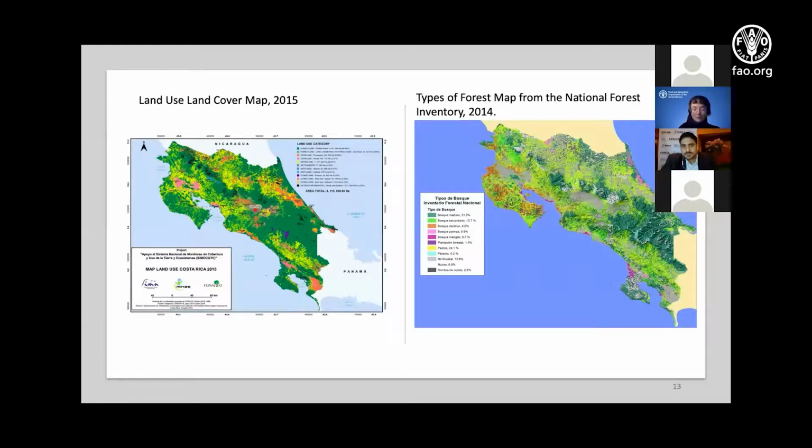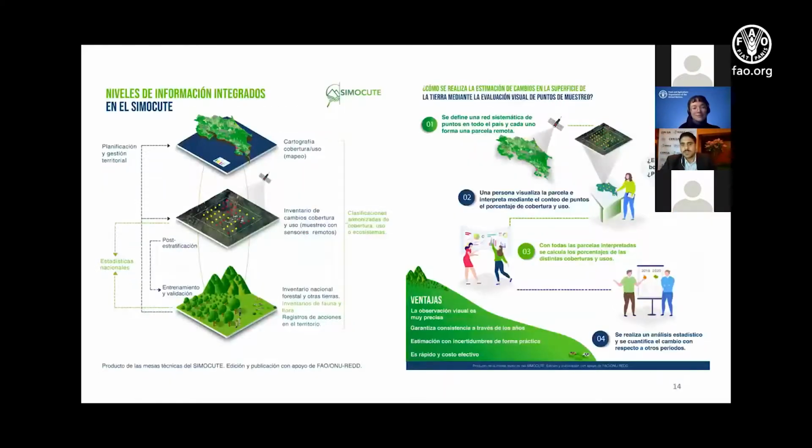In the near future, we'll have a new land cover map for 2017 and then a new one for 2019. In the other case, we have started updating our national inventory, and we're hoping to have results for 2021, 2022. Also, SIMOCUTE is facilitating the access and management of this data by defining standards, methodologies, classifications, and procedures with the support of a technological infrastructure.